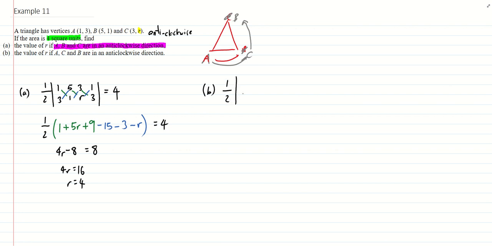So A is (1, 3), C is (3, r), B is (5, 1), and then we go back to our starting point, which is A. Okay, so we must go back to our starting point, which is A, which is (1, 3). Again, the area equals 4 square units.